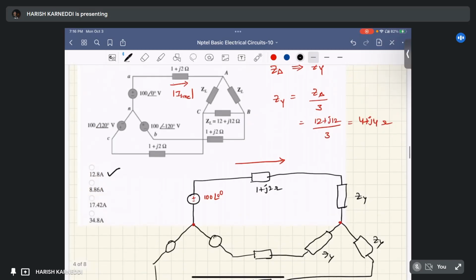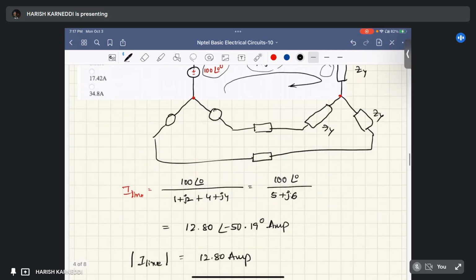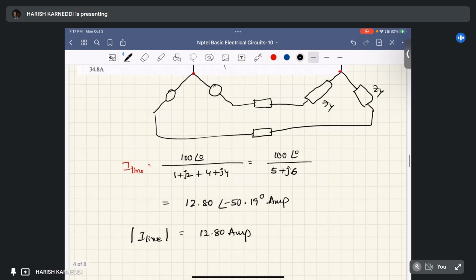First, we converted delta impedance to its star equivalent impedance. Then we applied KVL in this particular loop, or we can apply Ohm's law simply. This much voltage is applied across this line impedance and the Z star impedance. So we can find that I equals total voltage 100 at an angle of 0 by total line impedance plus star equivalent impedance.